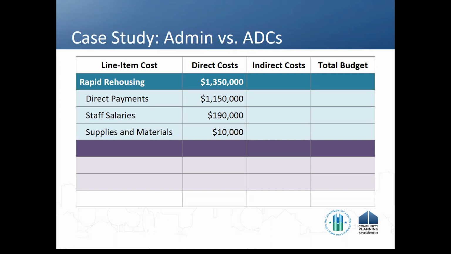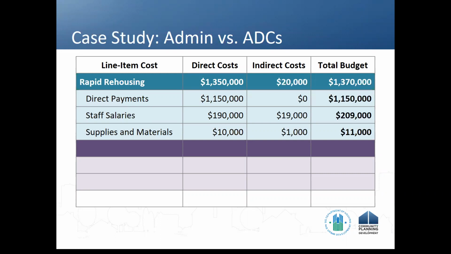Okay, so in this scenario, an ESG-CV grantee is implementing a housing or a rapid rehousing program. Of the total direct cost budget of $1.35 million for rapid rehousing, $1.15 million is budgeted to make rapid rehousing payments on behalf of eligible beneficiaries. $190,000 is budgeted for staff salaries to implement the rapid rehousing program, including client intake and eligibility review. And $10,000 is budgeted for supplies and materials, such as the cost of ink, pens, and paper to print and complete program application materials.